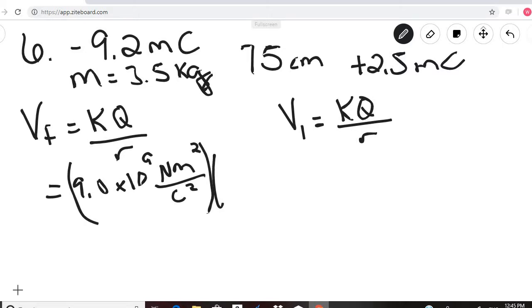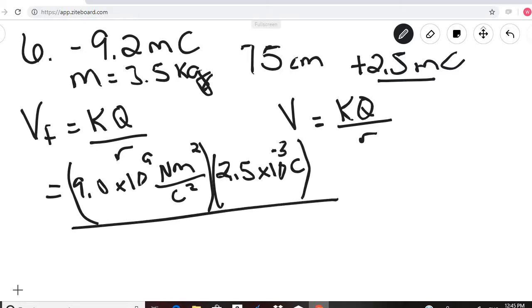Then the Q is the fixed charge, and we need to convert that to Coulomb. So it's going to be 2.5 times 10 to the negative 3 coulombs. And we will divide that by R, and we said that R would be 0.50 meters. I apologize for how this whiteboard is working today.